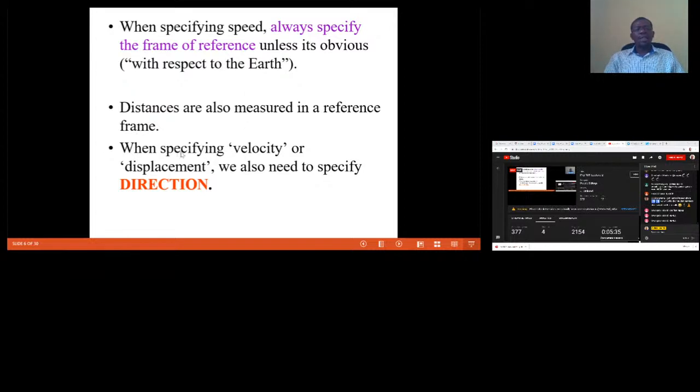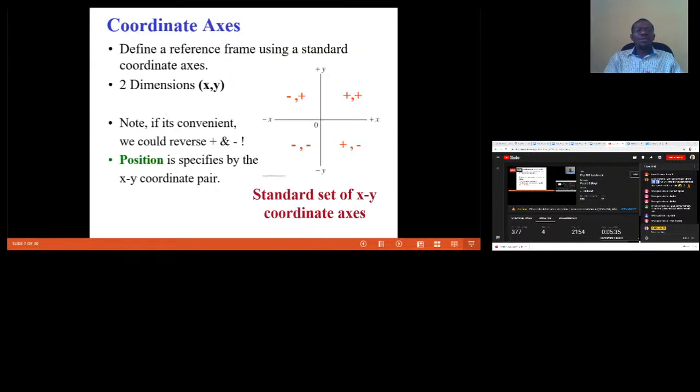Okay, so when specifying velocity, you know that there is a difference between speed and velocity, and there is also a difference between distance and displacement. I think we are going to come to that in a moment. So when specifying vector quantities, you must always specify the direction. And how do you specify the direction? We make use of a coordinate system. You must introduce a coordinate system.